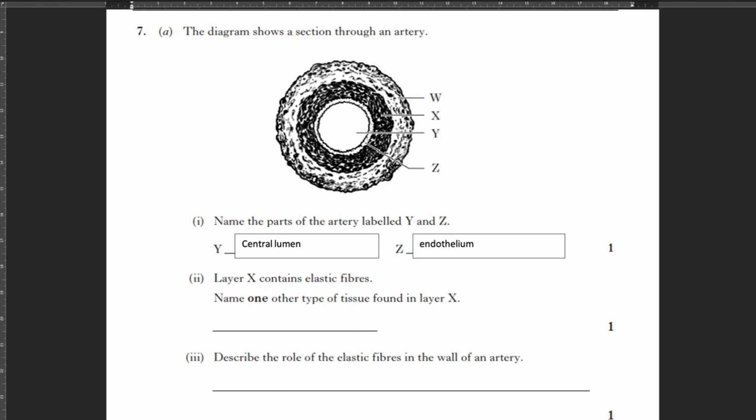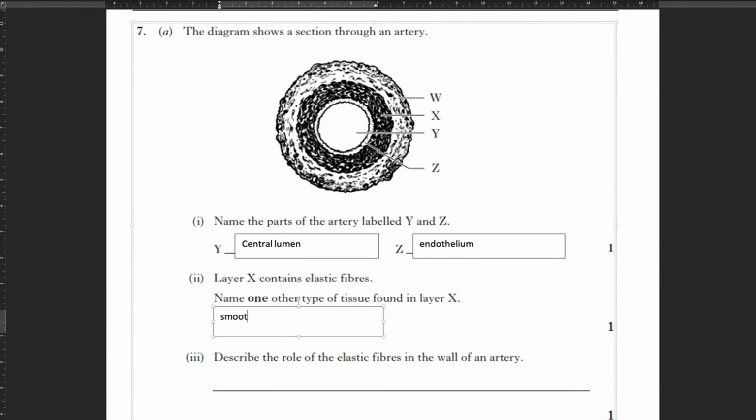It says layer X contains elastic fibers. Okay, just what I've said. Name one other type of tissue found in layer X. So layer X contains our smooth muscle. Okay, and that's what they're looking for that answer there.